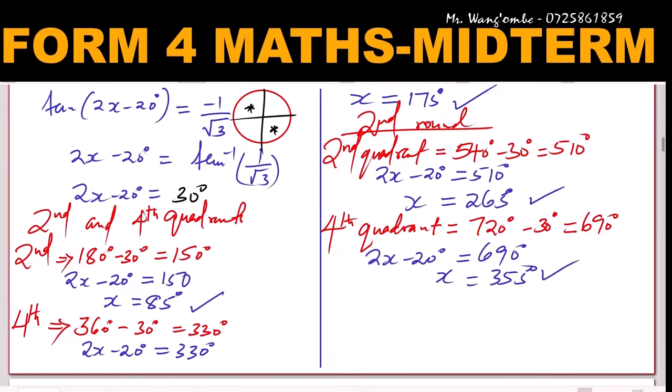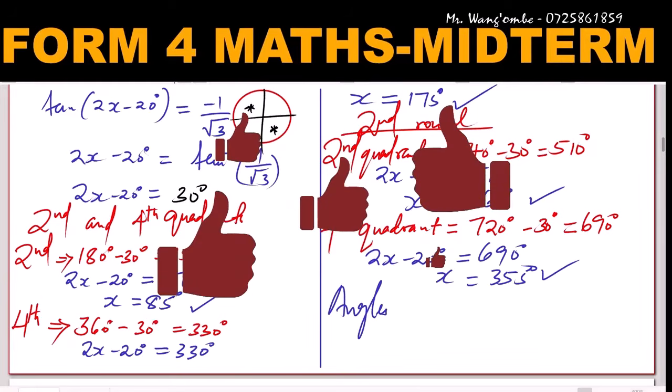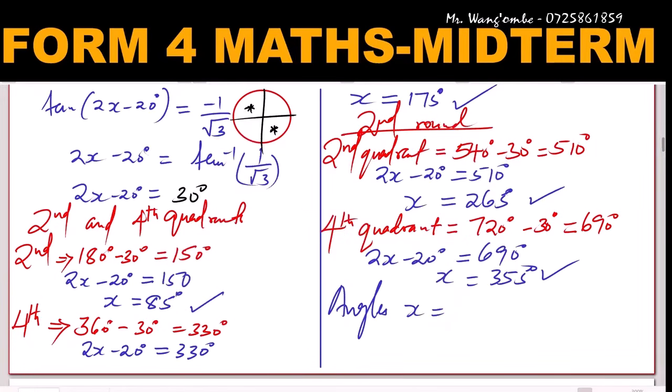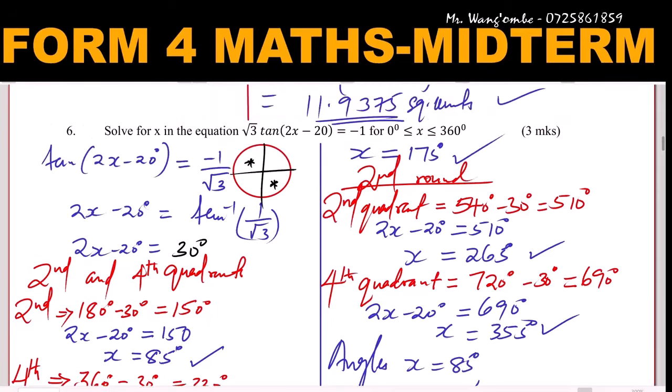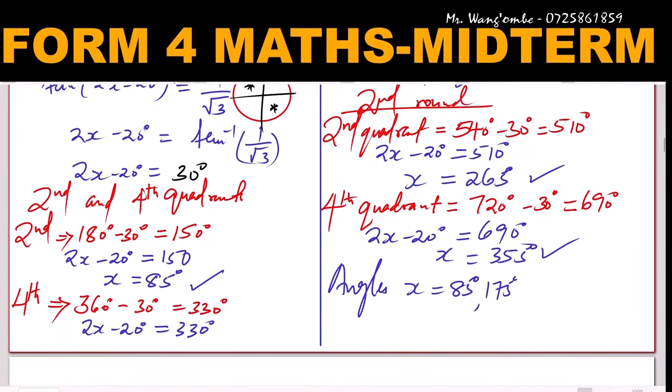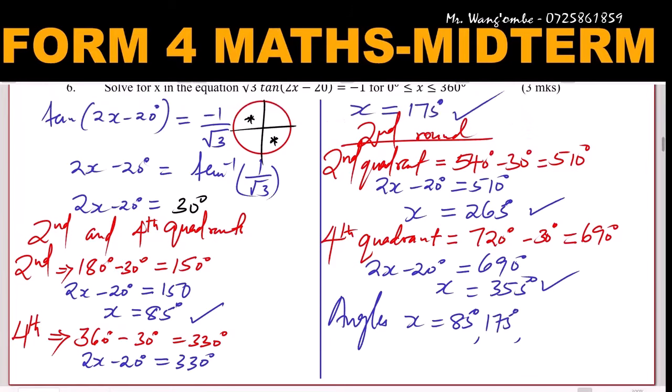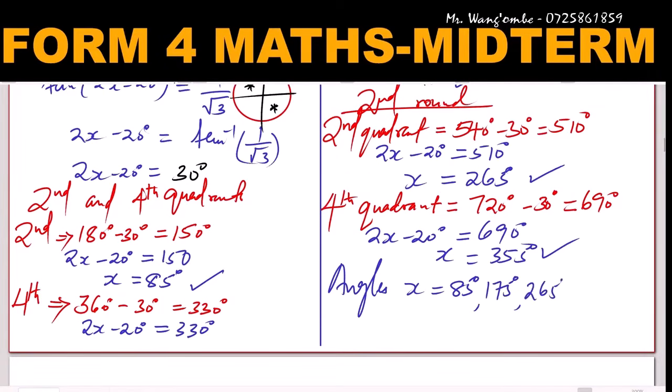That means if we proceed to the next round, probably we're going to exceed the range 0 to 360. So therefore, the angles that we require, that is the value of x, will be, the first one you got was 85 degrees. Then second one was 175. Then 265 and 355.